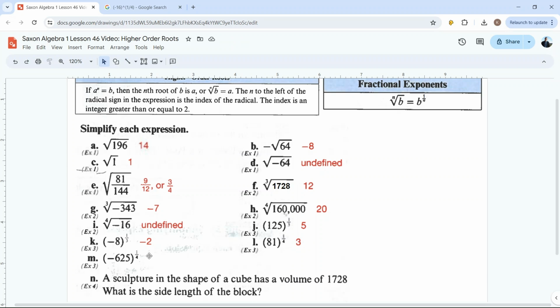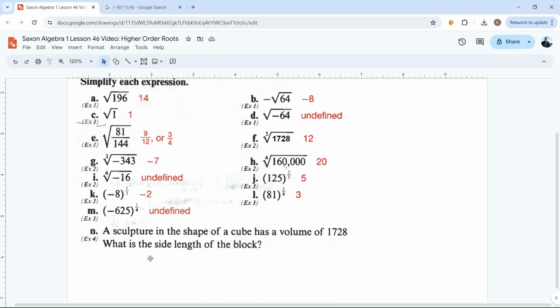And then the fourth root of negative 625. Well, here we have a negative number with an even numbered root. So this one's also going to be undefined. I cannot do an even root of a negative number.